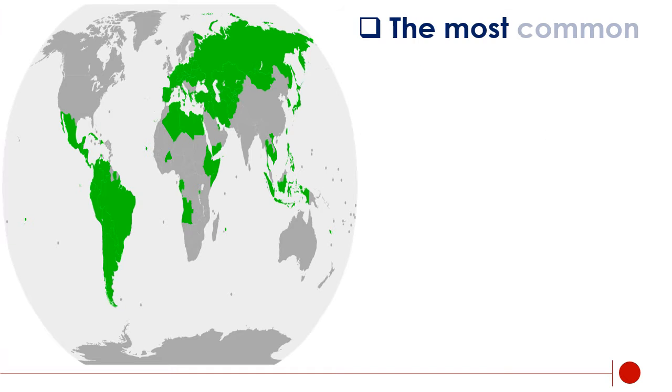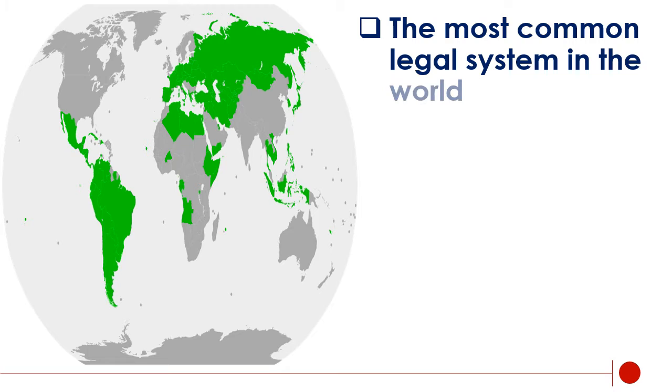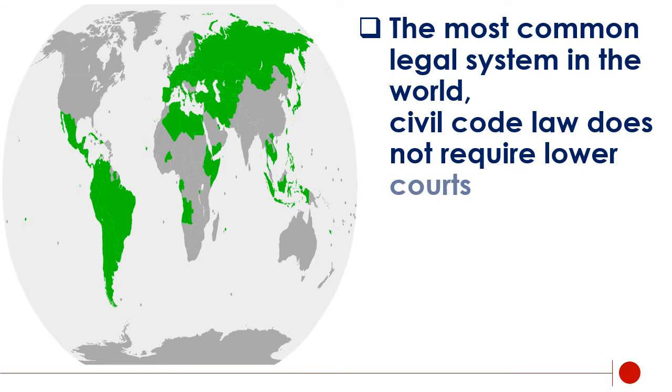Civil code law, developed in Europe, is based on written laws. It is a rule-based law and does not rely on precedents in any way. The most common legal system in the world. Civil code law does not require lower courts to follow higher court decisions.